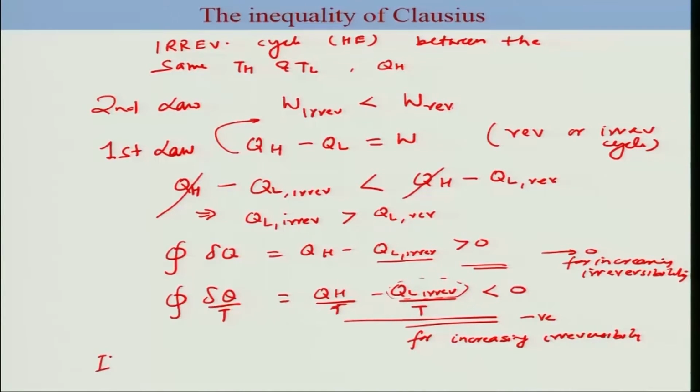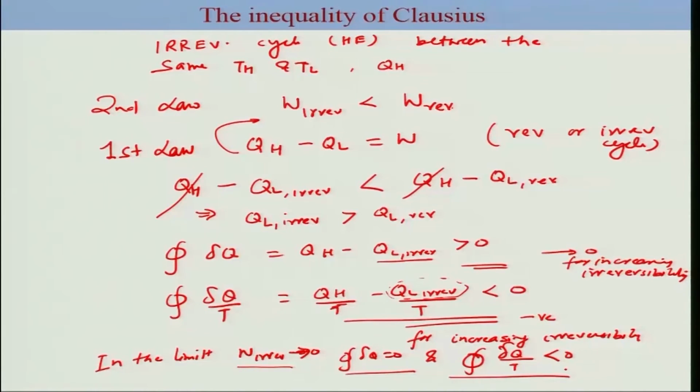Okay. So in the limit, let's say when your W irreversibility is 0, which essentially means it approaches 0, your del Q should be 0 and del Q by T is less than 0. So that's exactly what we meant by increasing irreversibility. Which essentially means that the work output is also reducing and eventually it will be approaching 0, which means these conditions are going to be the case for a highly irreversible process. Okay, so this was the case when we discussed the irreversible heat engine.